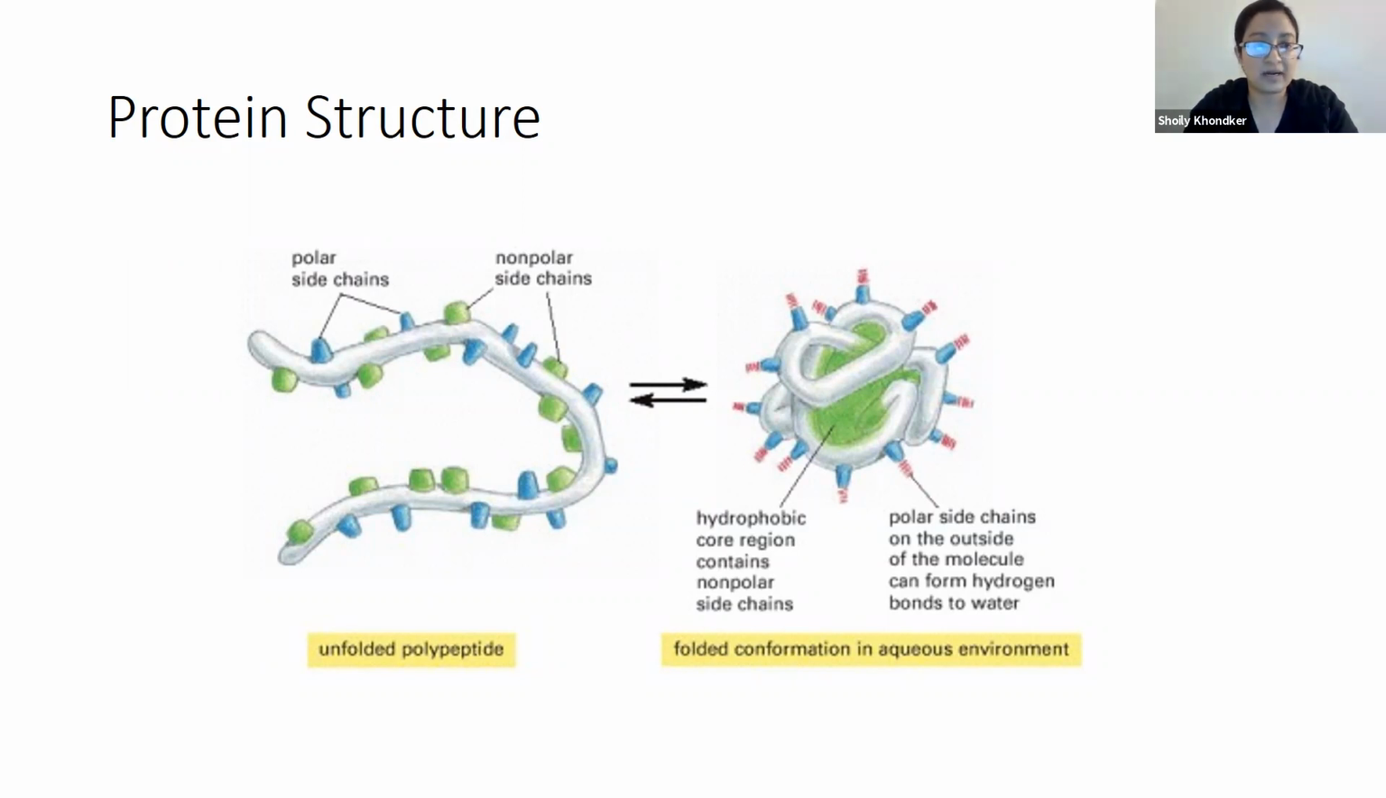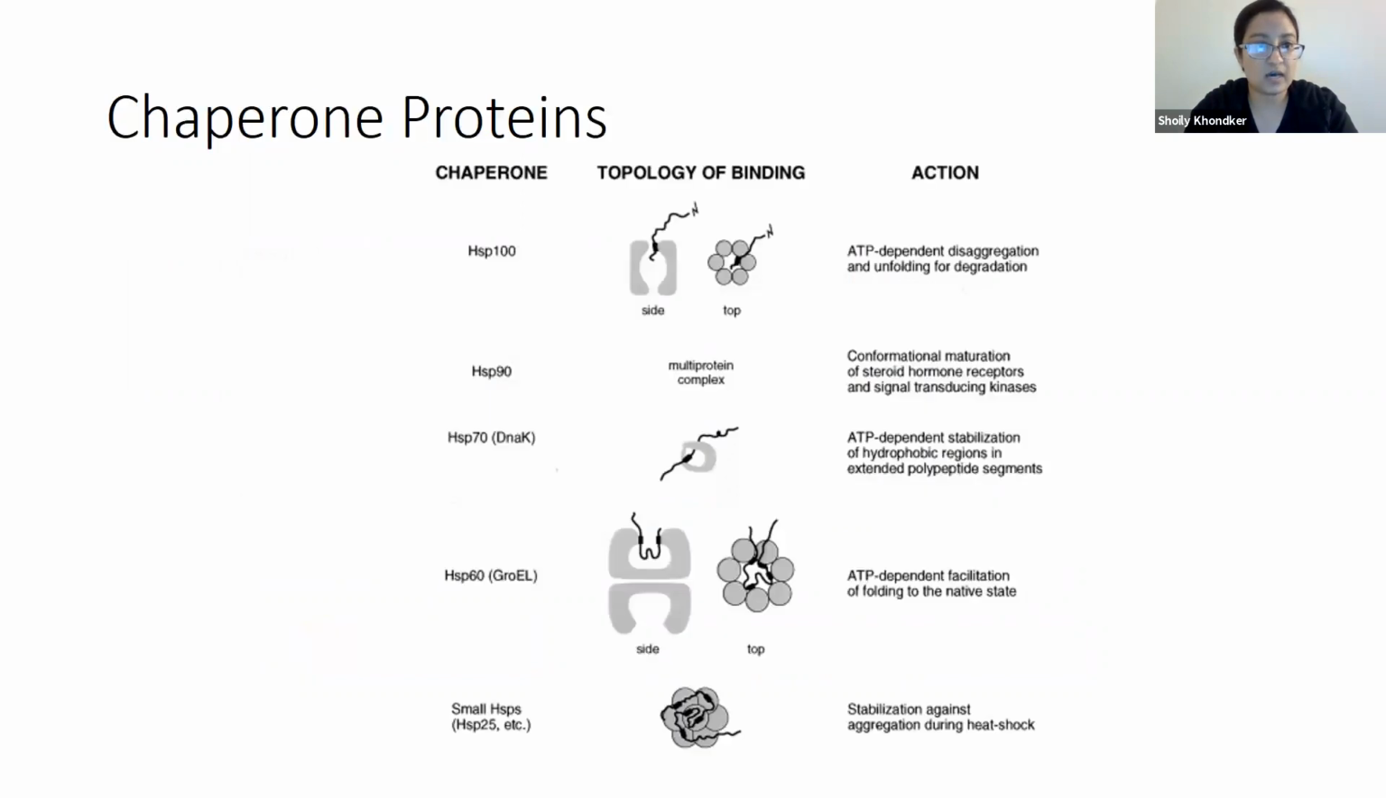So in order to work around these challenges, there are proteins referred to as chaperone proteins that are involved in assisting the protein folding process. These are evolutionarily conserved, so they're present in eukaryotes and prokaryotes. The ones that are in parentheses here are the eukaryotic equivalent of the prokaryotic chaperone.